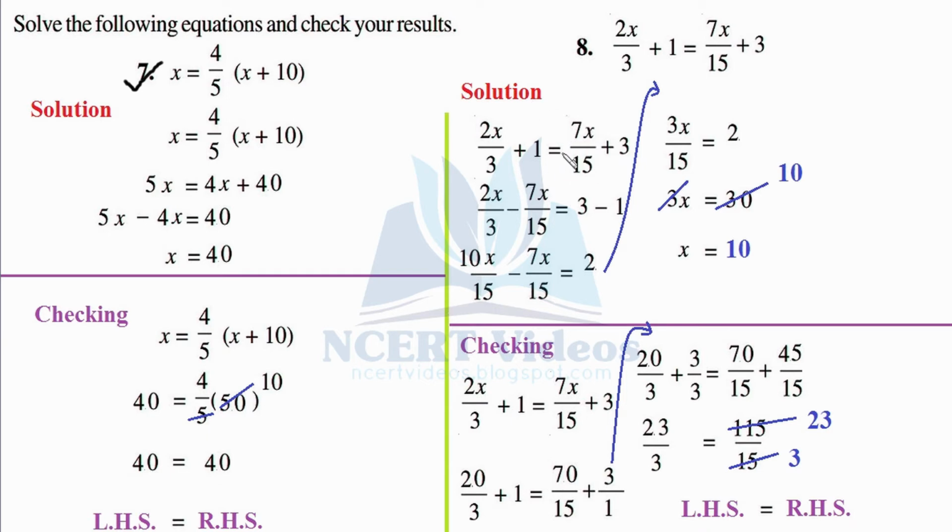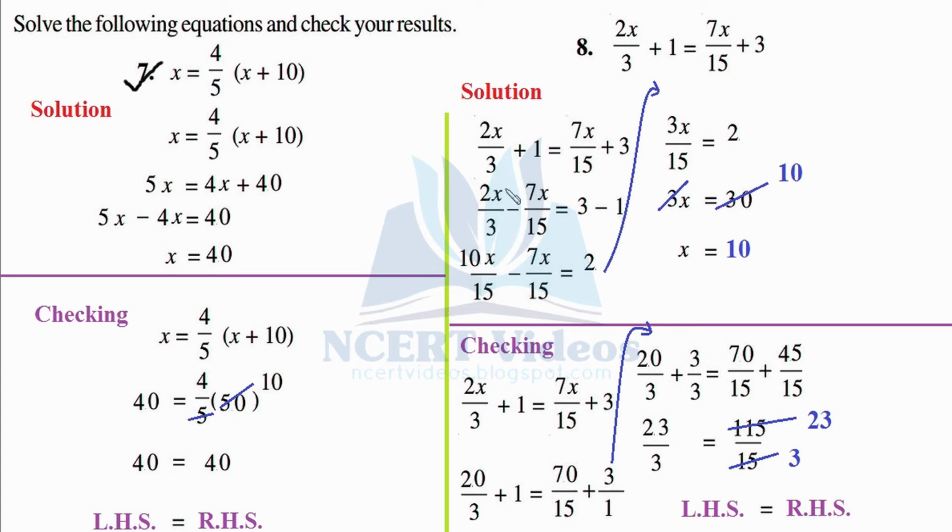Here it is positive because nothing is written before it. When we transpose it towards the left-hand side, this has to be made negative. So we are doing the same. So 2x over 3 as it is, this is transposed and it is minus 7x over 15. Here on the right-hand side we were left with 3, so we wrote equal as it is, 3 as it is, and we are transposing this positive 1 towards the right-hand side, it becomes minus 1.